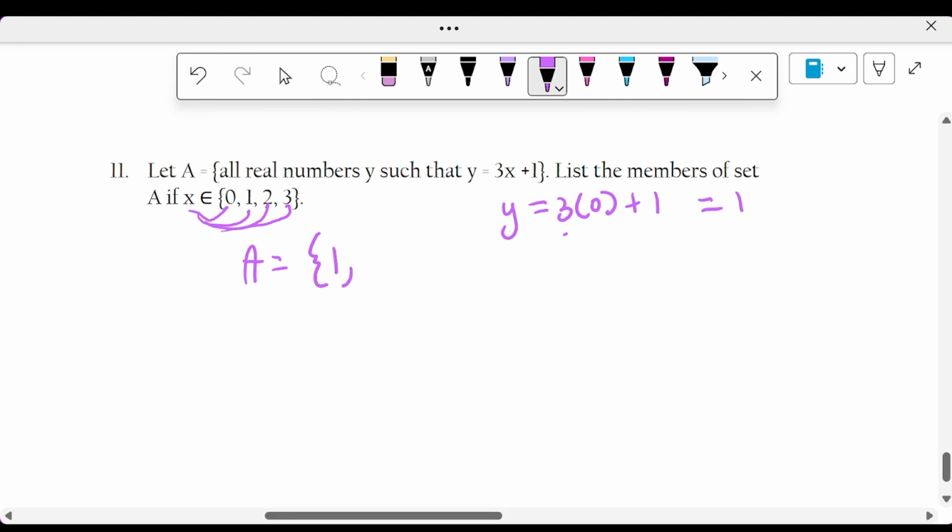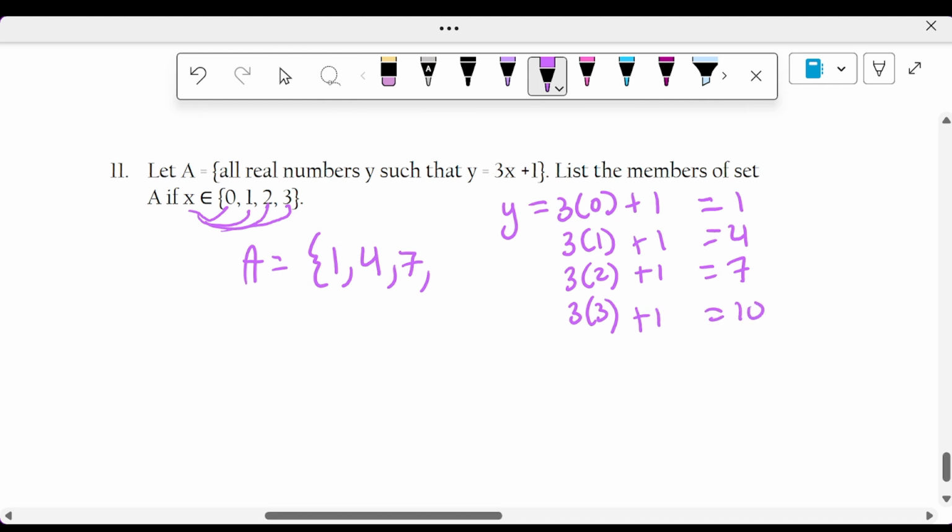If we plug in 1 here, 3 times 1 is 3 plus 1 equals 4. Plug in 2, we get 3 times 2 is 6, plus 1 equals 7. Then 3 times 3 equals 9, plus 1 equals 10. And this is all the elements of set A.